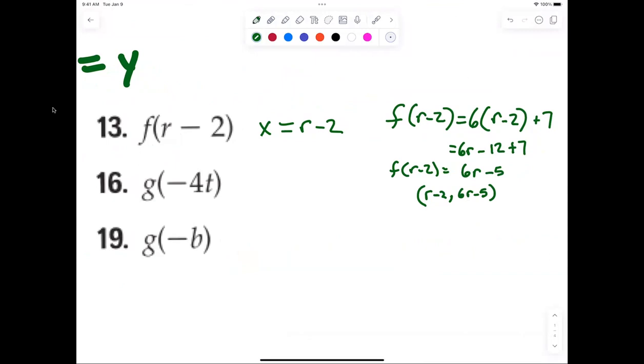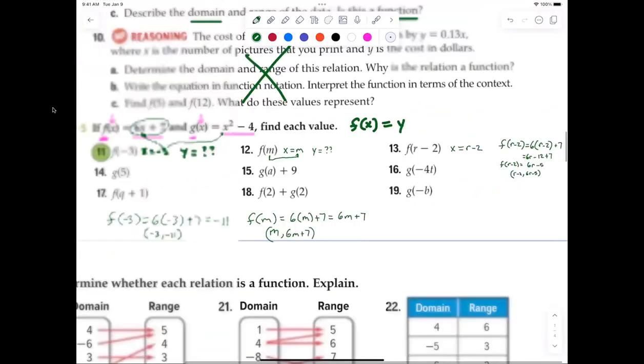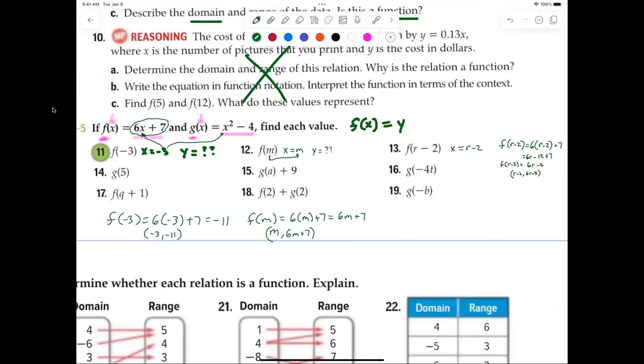6r what? Because x is the whole r minus 2. I'm replacing x with r minus 2. You with me? When you make a replacement, it's parentheses. You're putting it in. The whole thing goes in. That was actually a good question. Thank you. Now I'm back to number 14.